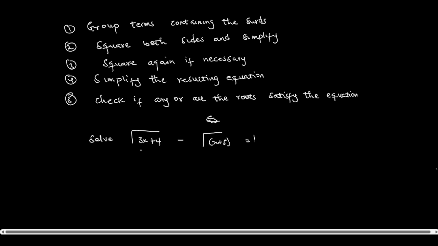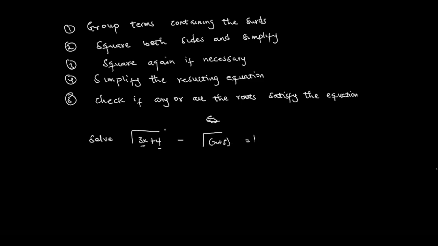Let's say we are to solve for x. So we are solving square root of 3x plus 4 minus square root of x plus 5 is equal to 1, right? Now the key thing here for solving any equation is to make x the subject.